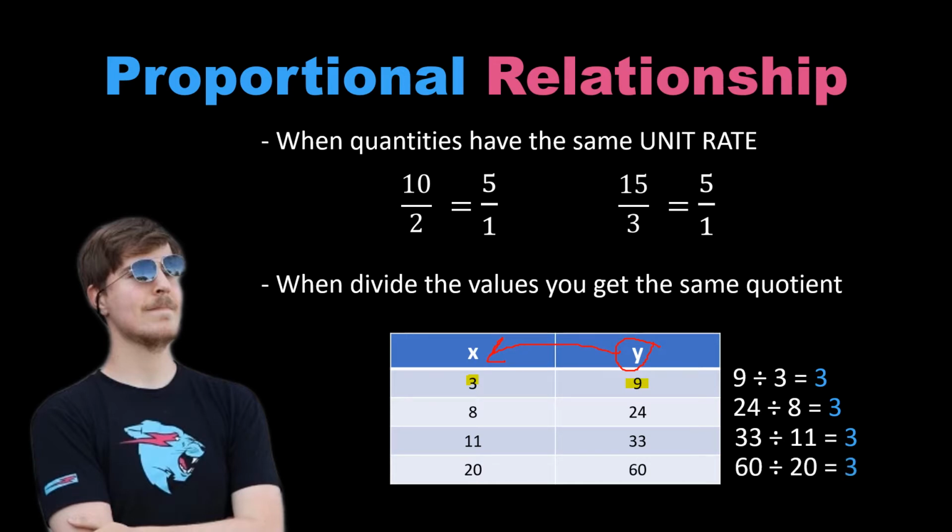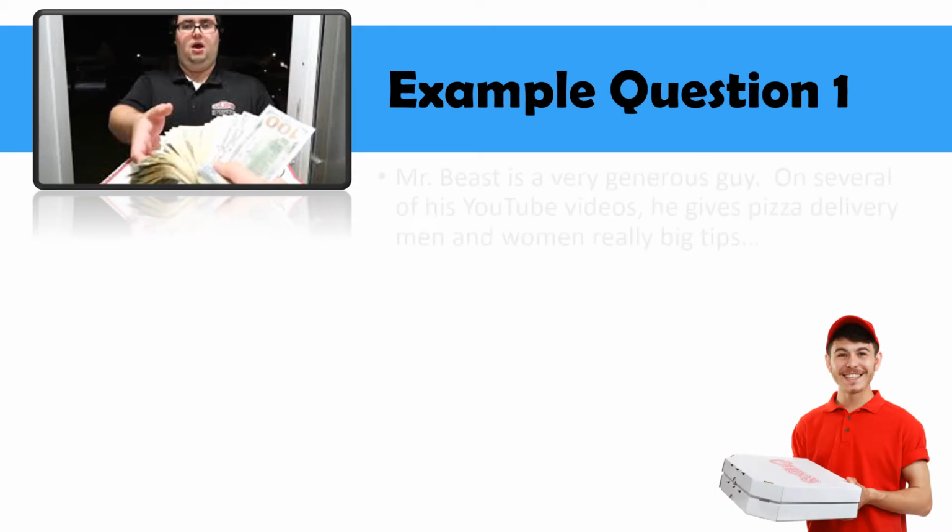In order for a table to all be proportional, every single row has to give you that same constant of proportionality. In this case, the constant of proportionality was 3. So yes, this entire table is proportional. Now let's look at some examples.